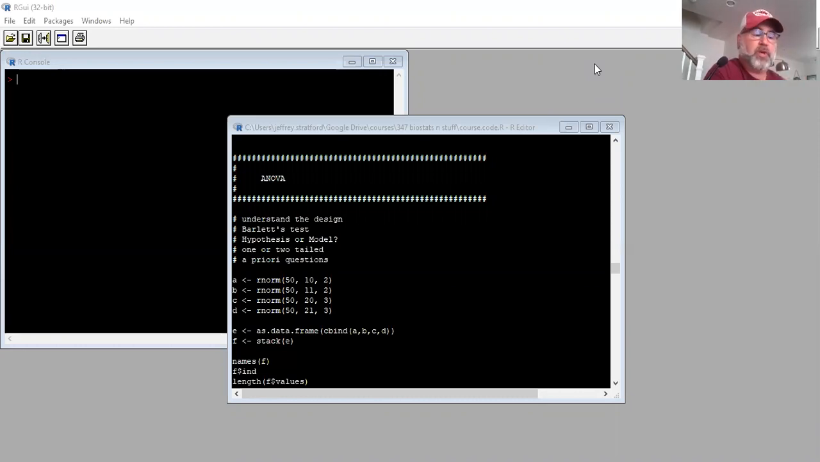This lecture is strictly for simple one-way ANOVA. So single treatment with various levels and a continuous response variable. Before you get started, the things you should check for are: understand your study, do a Bartlett's test. The Bartlett's test will tell you if you've got homogeneity of variance.